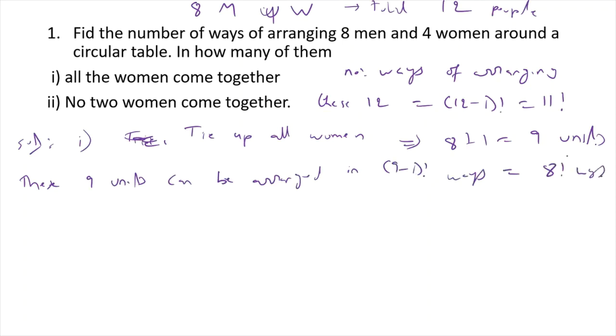But in this one unit consisting of 4 women, I can arrange themselves in 4 factorial ways. So the total is equal to 8 factorial times 4 factorial, because I can arrange these 4 women among themselves in 4 factorial ways. Okay. Now let us answer the second one.